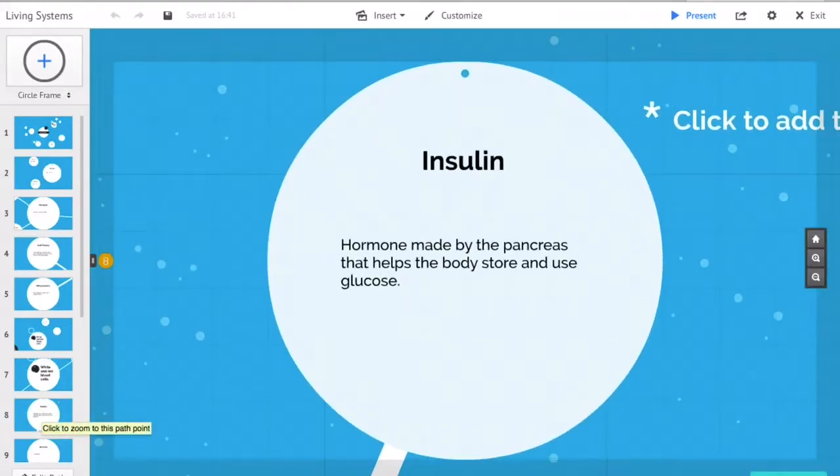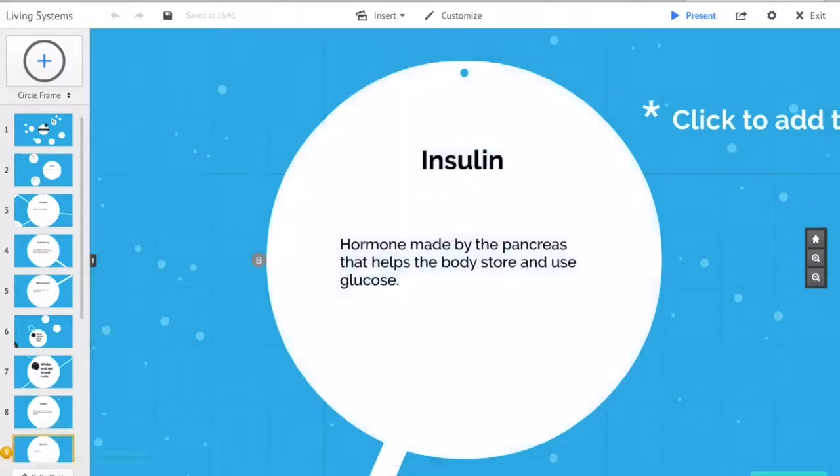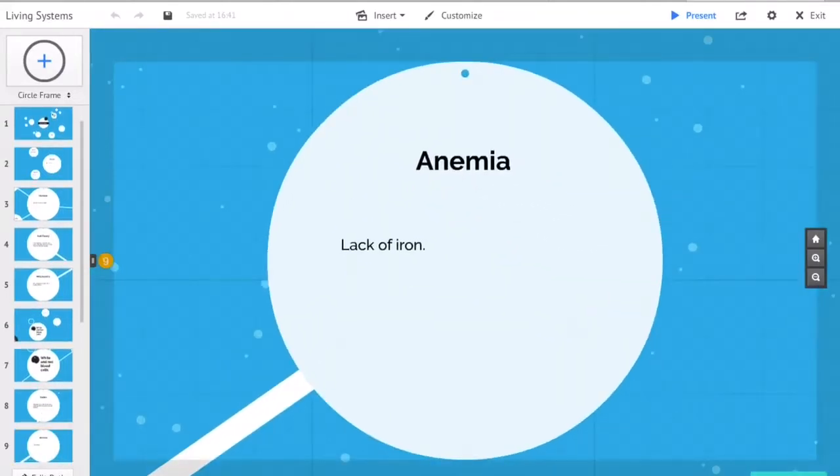Insulin can show up on the Praxis. Insulin is a hormone made by the pancreas that helps the body store and use glucose. While with anemia, we just need to know that it's associated with lack of iron.